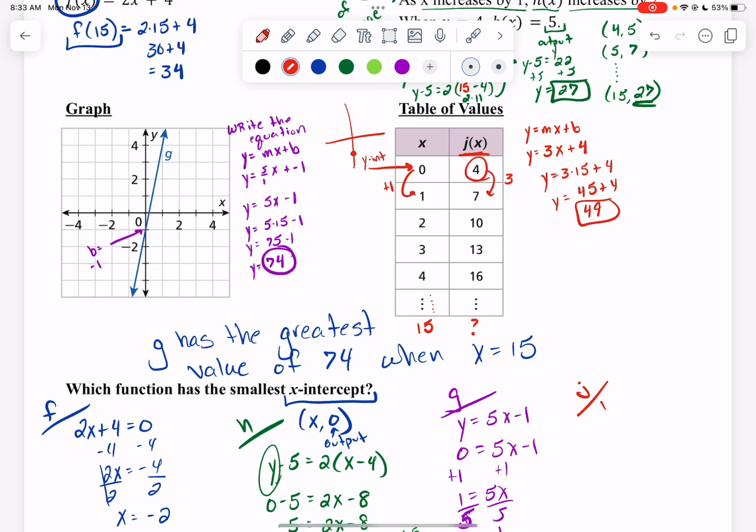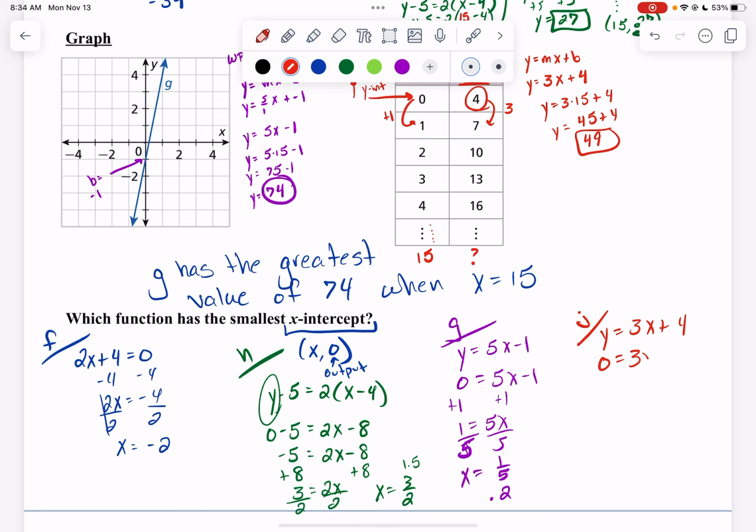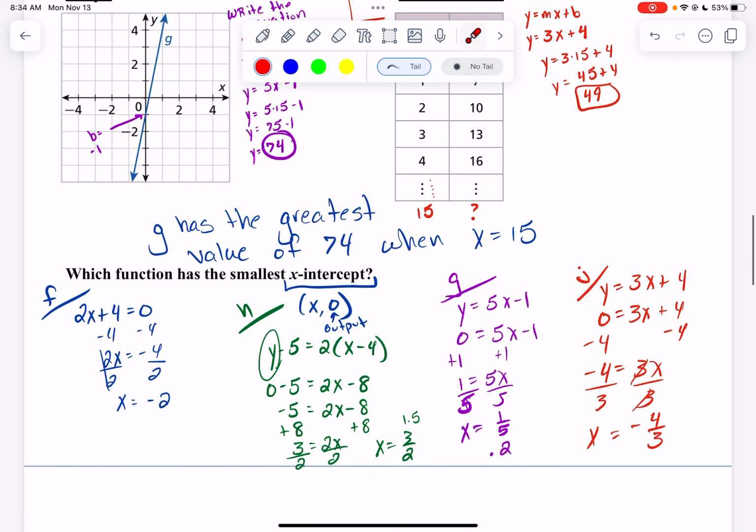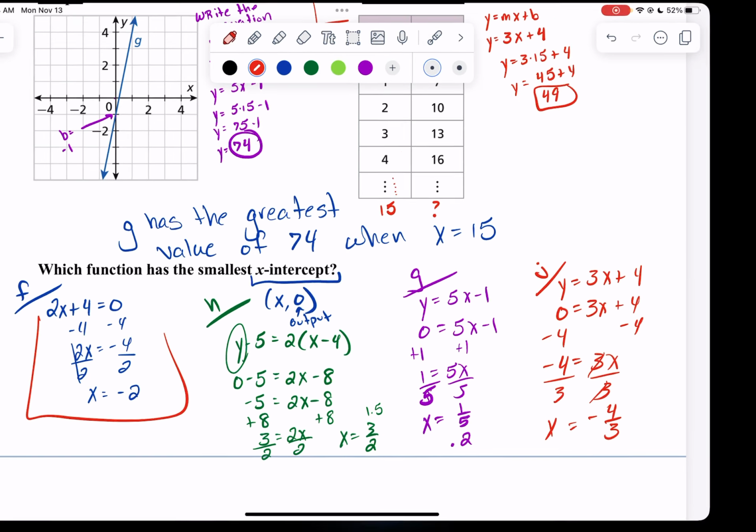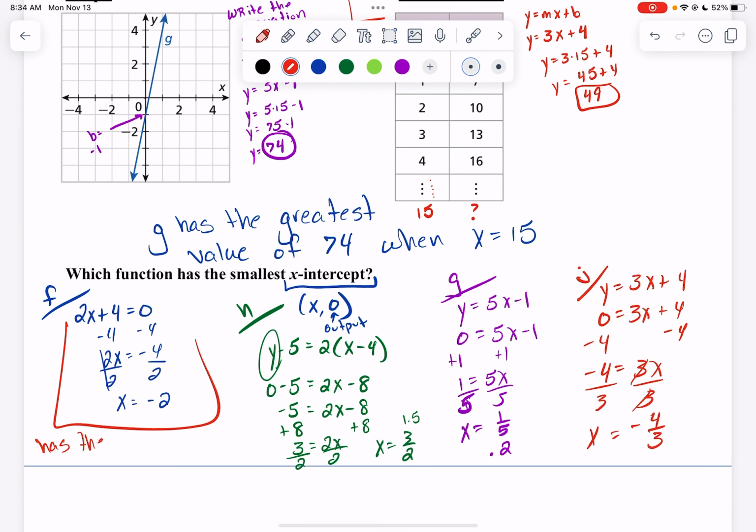Okay, and we have an equation for that, y equals 3x plus 4. And let this be 0. Subtract 4 from both sides. x equals negative 4/3. Hey, we're in the negatives. Which has the smallest x-intercept? Well, look, this one's negative 2. That's the smallest of all of them. So F has the smallest x-intercept of negative 2. Hey, best of luck.